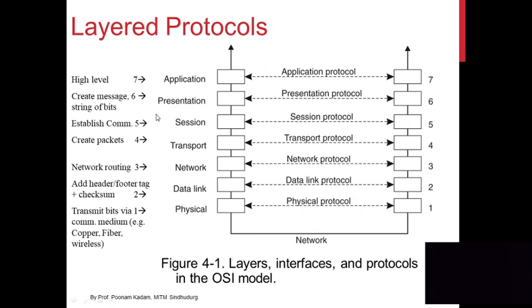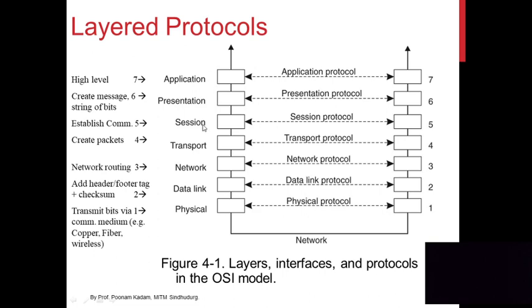In the OSI model, or in this layered protocol, there are 7 layers. You have already seen this OSI model in computer networks, but I'll give you an overview, as this is going to be used in distributed systems as well. The first layer is the physical layer, second is data link, then network, transport, session, presentation, and application layer.